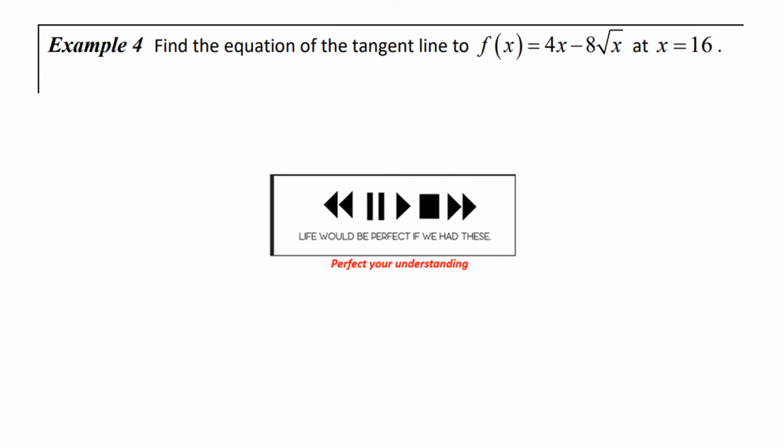Here's example 4. We're supposed to find the equation of the tangent line to this function at the point x equals 16. This is a classical problem in calculus. I'm sure you will be asked this several times during this course, and so now's an opportunity to give it a go. Let's see how you did.